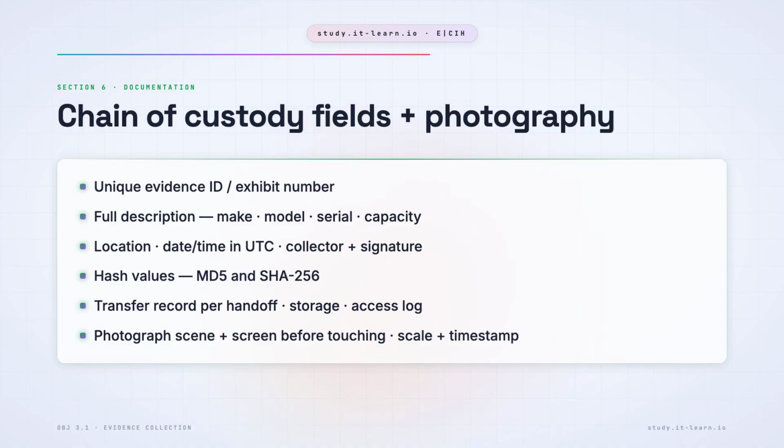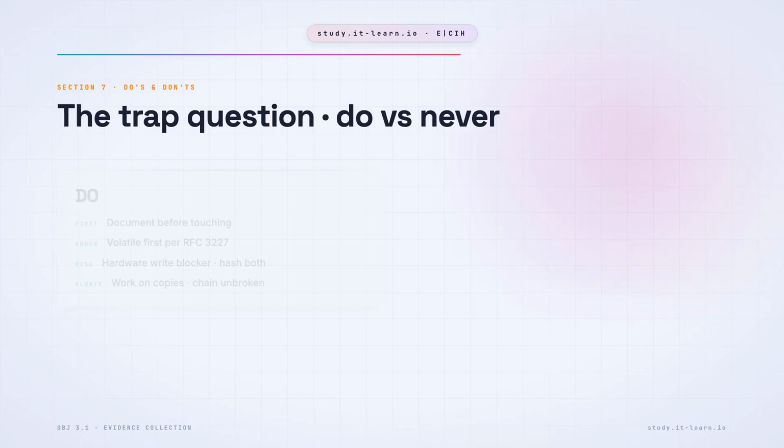Then photography. Before touching anything, shoot the overall scene from multiple angles. Capture the screen, open apps, error messages, close-ups of labels, serials, and cables. Use a scale reference and timestamp every photo from a synchronized clock. Field notes are discoverable in court. Be accurate and professional. Now the do's and don'ts, because the exam loves the trap question.